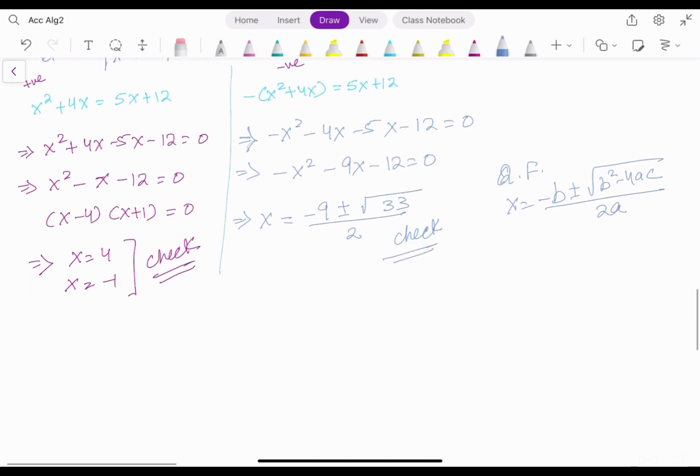If you check the answers, I got the final answer after plugging both answers into the original equation. I got the answer as x is equal to 4 and x is equal to negative 9 minus the radical of 33, over 2, because the rest of the two answers were extraneous solutions.